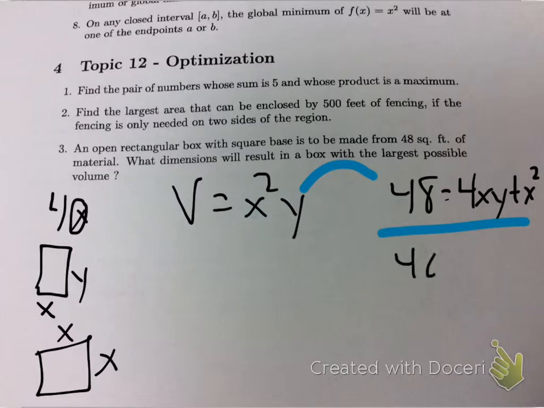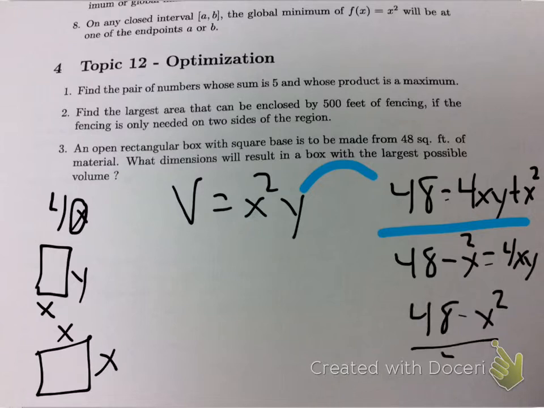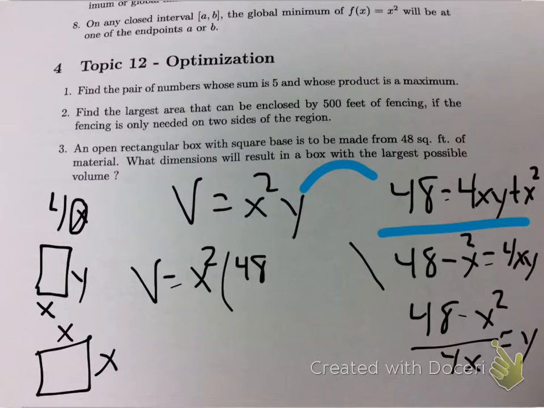So 48 minus x squared equals 4xy. And now let's divide by 4x. And now let's make that substitution. So my volume finally ends up being this mess. 48 minus x squared over 4x. Okay. And I'm going to go ahead and graph this, although I will point out you can cancel an x, right?